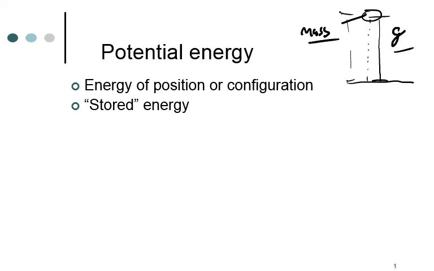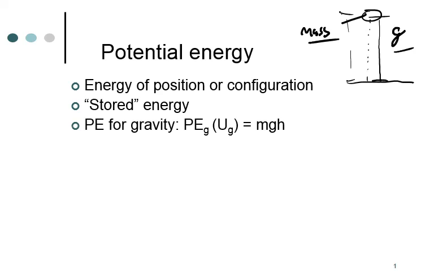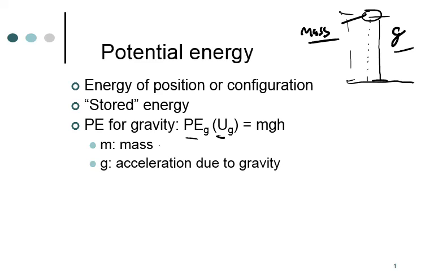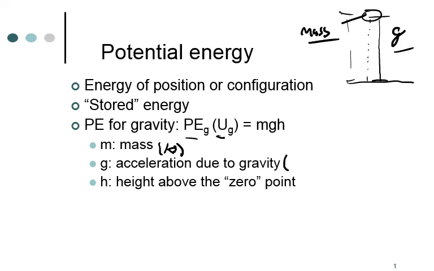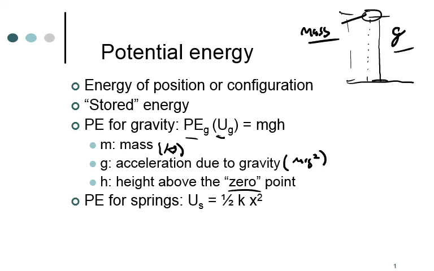So this stored energy, the symbol can be U or potential energy G. mgh is the formula for gravitational potential energy: mass in kilograms, acceleration due to gravity in meters per second squared, and then height above a 0 reference point, which we're going to talk about now. For springs, we'll look at that later.